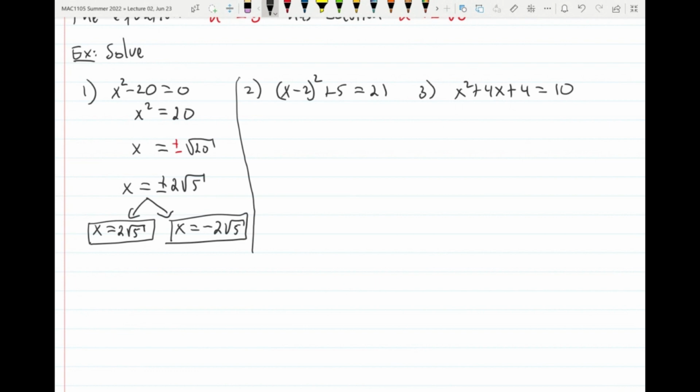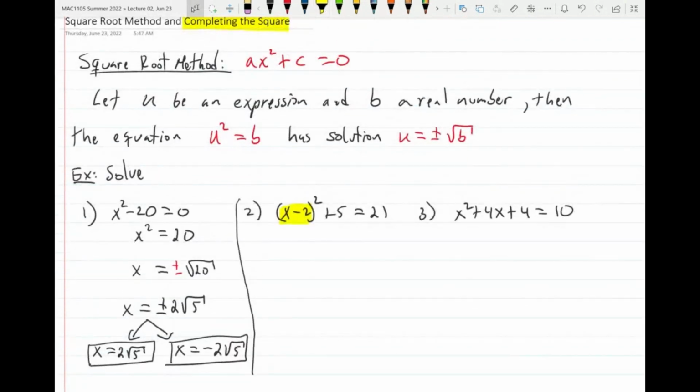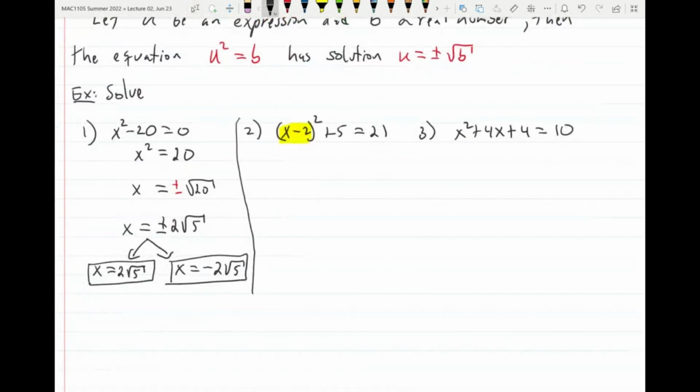What do we do? Yes? First you move the 5 over. Okay, very good. So we move the 5 over because, again, the idea is that we already have something here squared, right? And remember, you can think of that as your u in the definition that we have here. So we just have to make sure that we have this guy by itself, and then the rest of the stuff we move it to the other side. Good. And then, so we subtract 5, what do we get? 16.